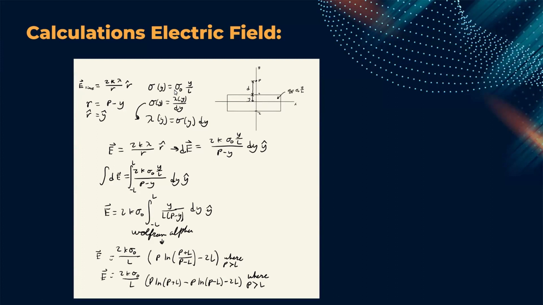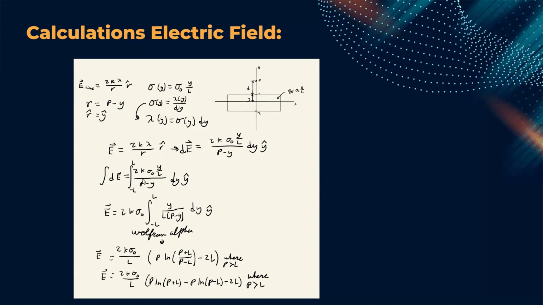Sigma is equal to sigma naught y over L, which is our charge density of a plane equation. Using math, we can find that lambda is equal to sigma dy. Plugging sigma dy in for our lambda, we can then see that dE is equal to 2k sigma naught y over L over p minus y dy in the y hat direction. Integrating this, we can set our bounds from negative L to L, which is our width of our wire.